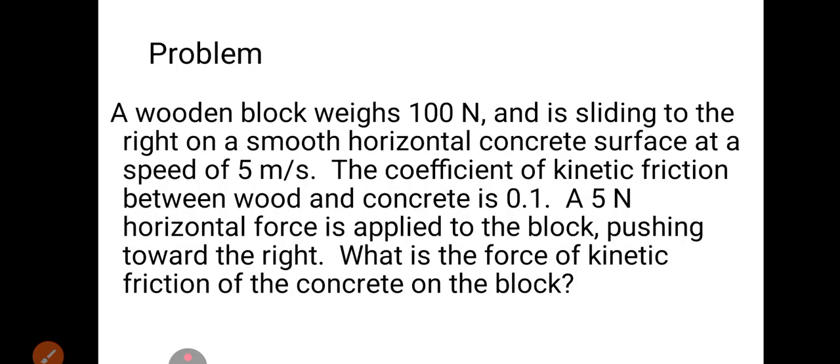So there's also a problem here, which says a wooden block weighs 100 Newton and is sliding to the right on a smooth horizontal concrete surface at a speed of 5 meters per second. The coefficient of kinetic friction between wood and concrete is 0.1. Then a 5 Newton horizontal force is applied to the block, pushing toward the right. What is the force of kinetic friction of the concrete on the block?